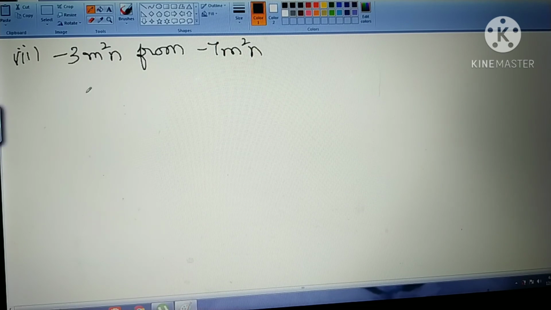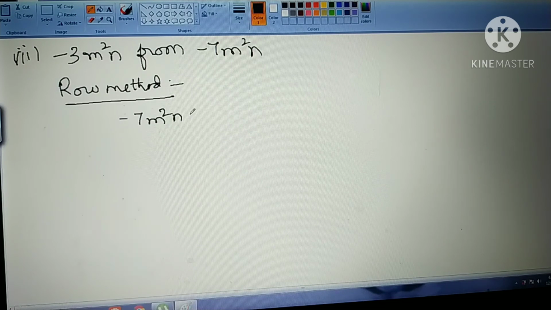Now see this problem. Minus 3 m square n from minus 7 m square n. So row method. Now see from which algebraic expression we have to do. So minus 7 m square n. What we have to do? Subtraction. Which one we have to subtract? Minus 3 m square n.